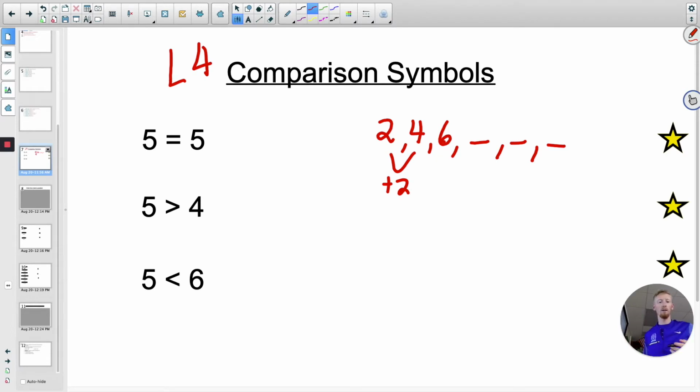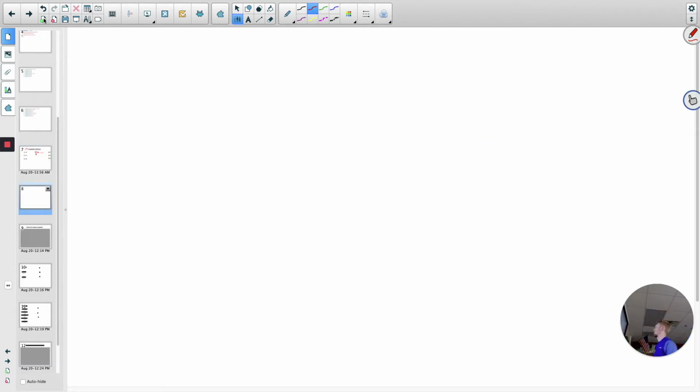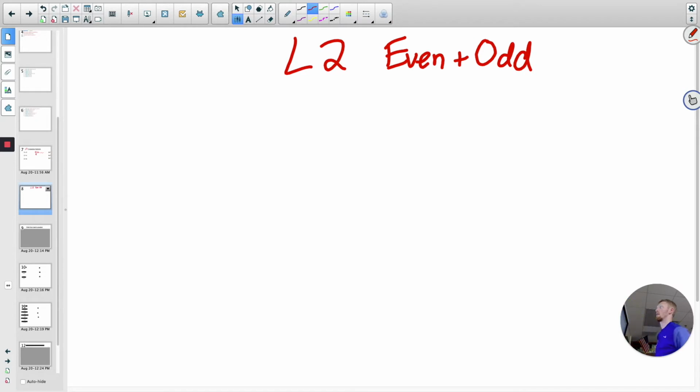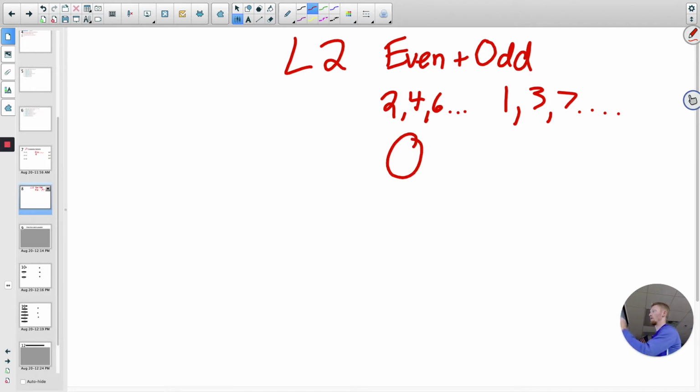Lesson 2 was even and odd numbers. So at the top of your notebook page, you would have lesson 2, even, odd numbers. Okay, and then you could write down what an even number is, like 2, 4, 6, and so on. What an odd number is, like 1, 3, 7, and so on. Maybe it would be a good idea for you to write down that 0 is an even number. Okay? And then you had lesson 3.